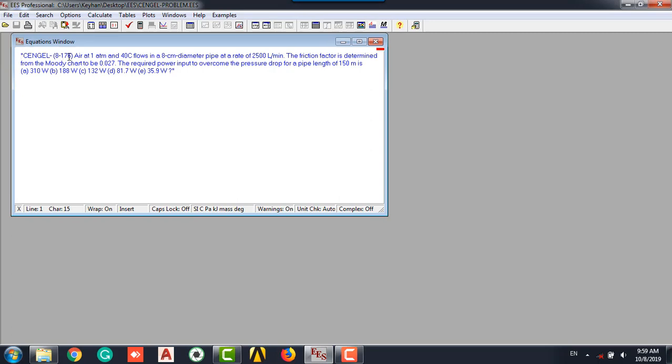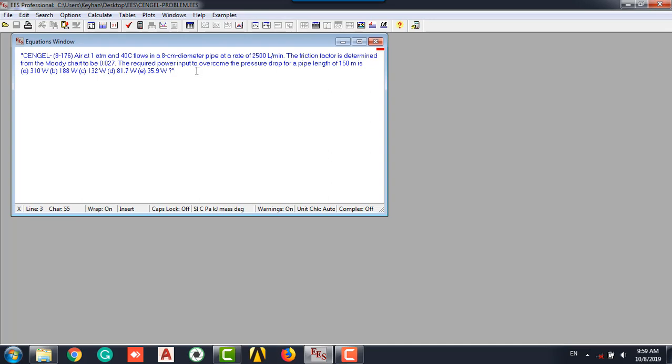Air at 1 atmosphere and 40 degrees Celsius flows in an 8 centimeter diameter pipe at a rate of 2,500 liters per minute. The friction factor is determined from the Moody chart to be 0.027. The required power input to overcome the pressure drop for a pipe length of 150 meters is, the question is, what?